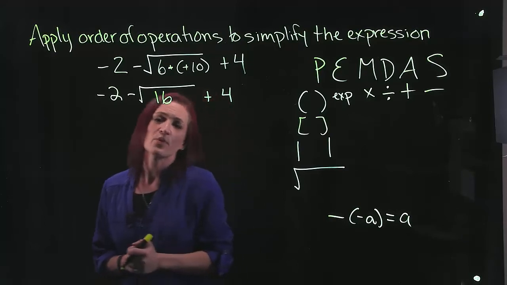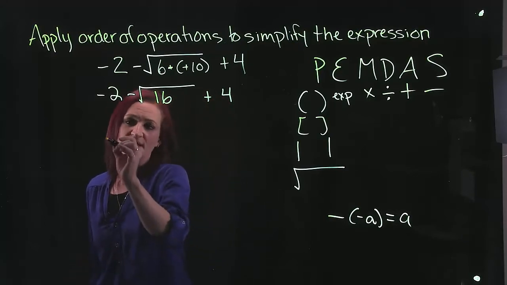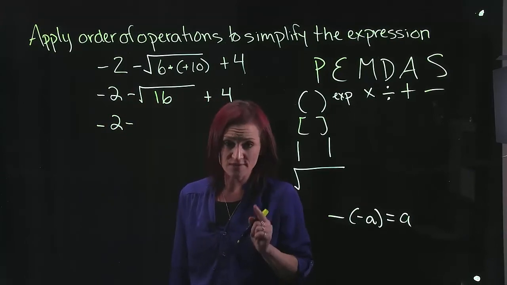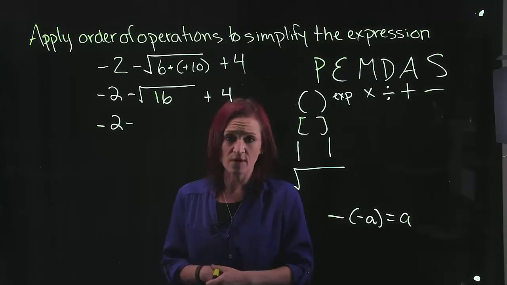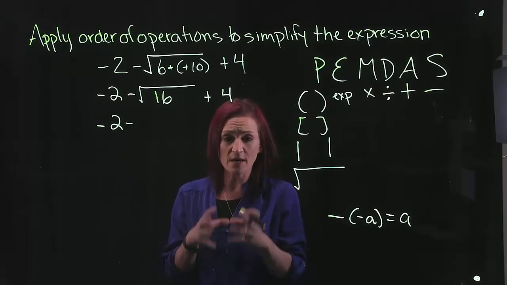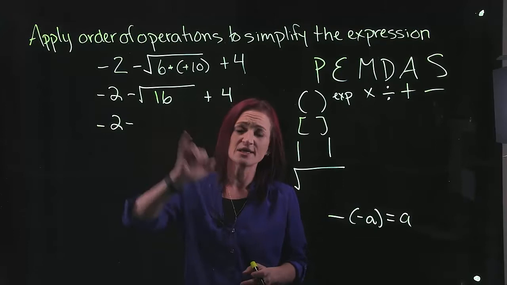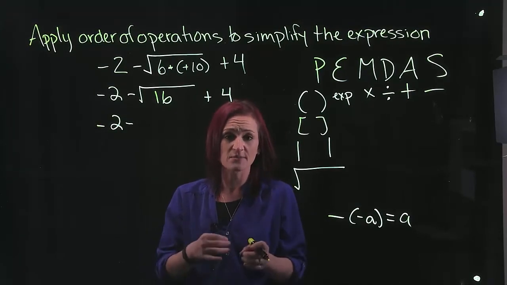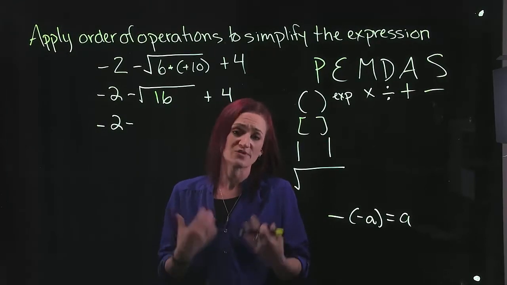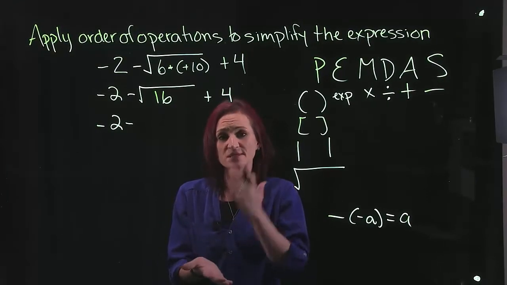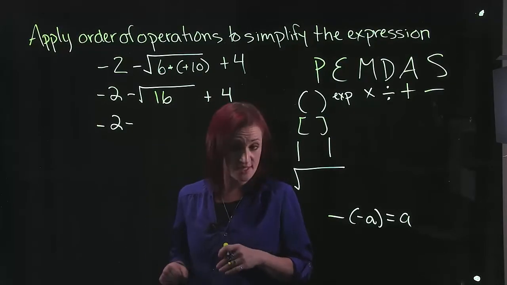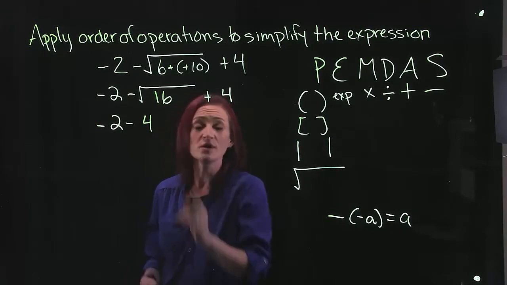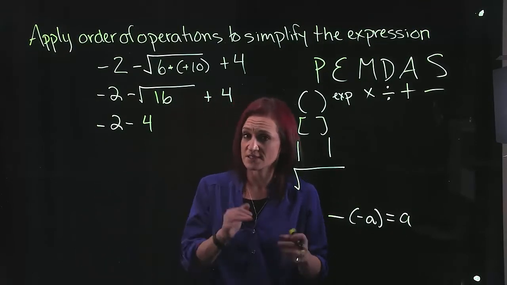So the next step, what I'm going to do is I'm going to go ahead and take the square root of that 16. So I'm going to drop down the -2 minus the square root of 16. So when you take a square root of a number, what you're looking for is what number times itself can get you that number. For example, 2 times 2, 3 times 3, 4 times 4, 5 times 5. It has to be the same number times the same number. Now, in order to get 16, that is 4 times 4. So the square root of 16 would be 4, since 4 times 4 gets us 16.